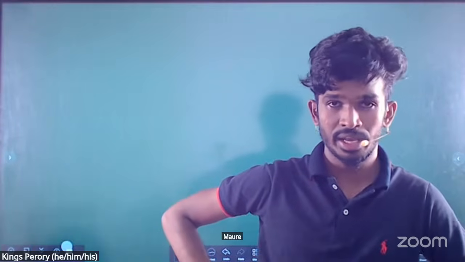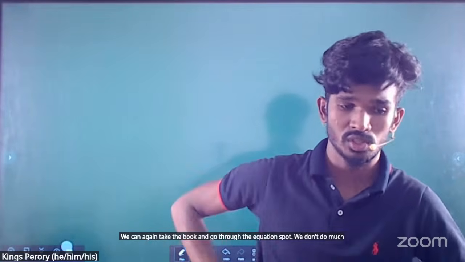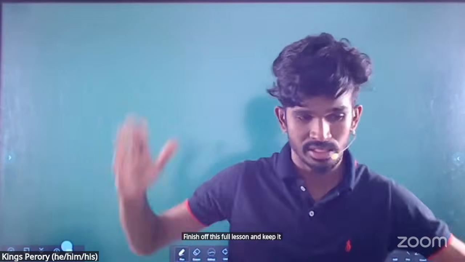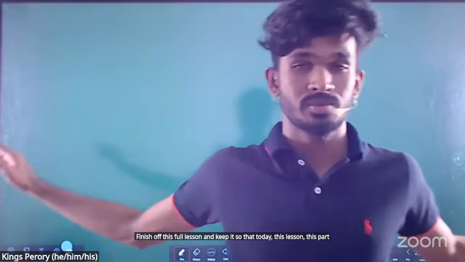Keep working. Do these questions and finish them off. Now my input is given, your input is given. Finish it properly, right? Again, go through this section and fully finish this lesson. If you can, again take the book and go through the equations part. We didn't do much about the equation section. Go through the equation part and finish off this full lesson, so that today this part is done. Finish.